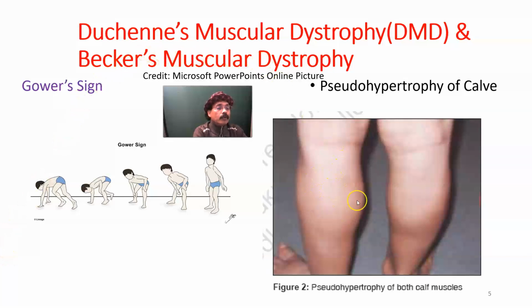We'll also have pseudohypertrophy of the calf muscle. These are the calf muscles. This is not muscle. Eventually, the muscle will be replaced by the fatty tissue and connective tissue.